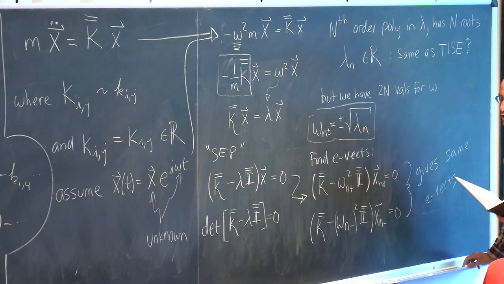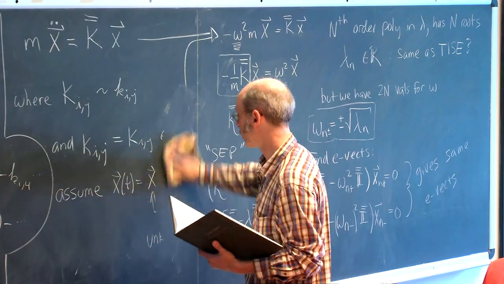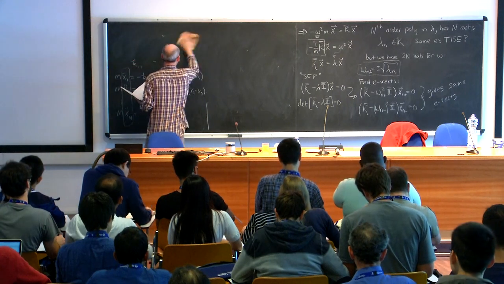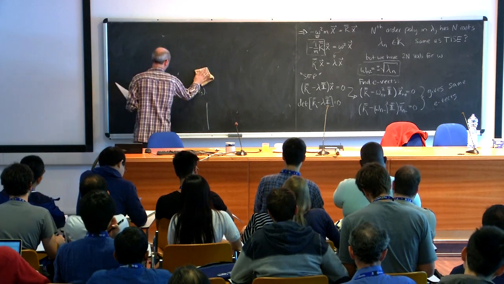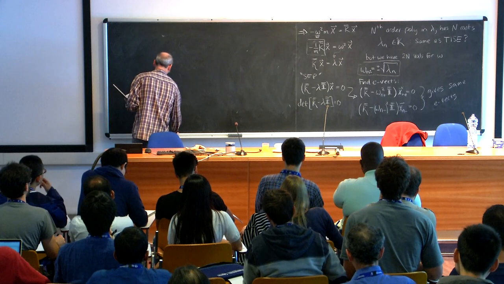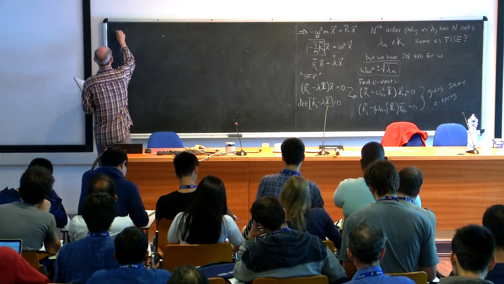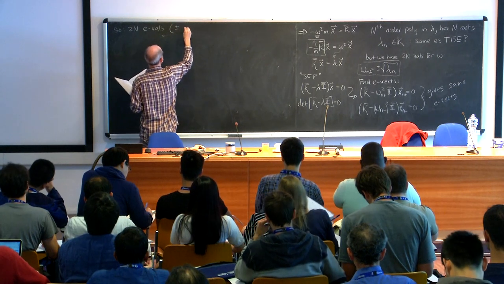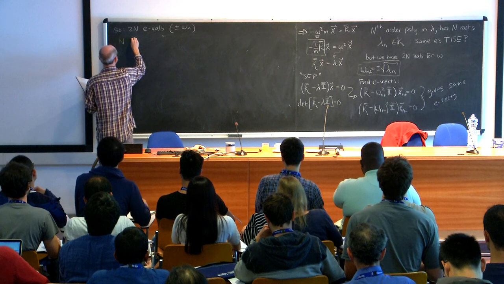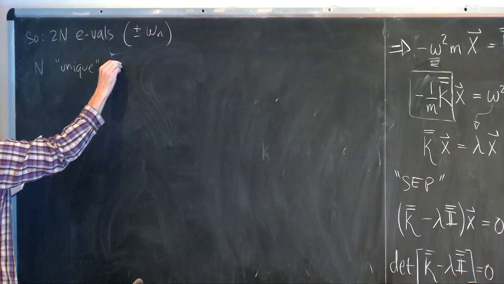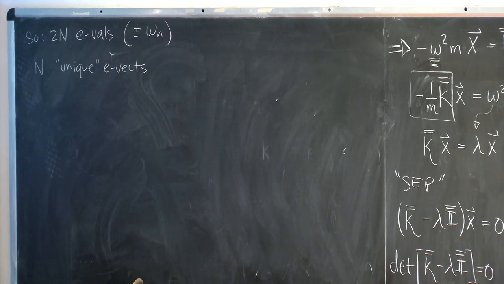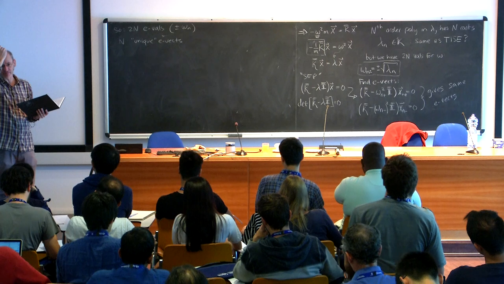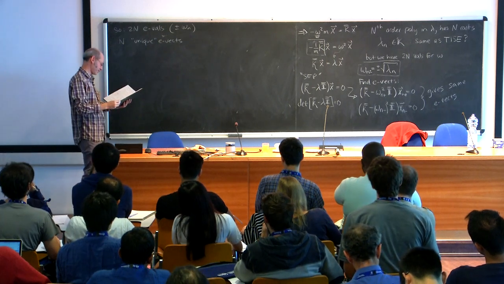So let's say that there are 2N eigenvalues, though they come in pairs, positive and negative, and they give rise to N unique eigenvectors. But in some subtle sense, that's hiding the fact that there are actually 2N eigenvectors. They just happen to come in identical pairs. And this is why it's safe to say that if I have a system of N coupled oscillators, I have N eigenmodes. Because when you do the math, actually, you get 2N, but they come in identical pairs. So there are N unique eigenmodes.